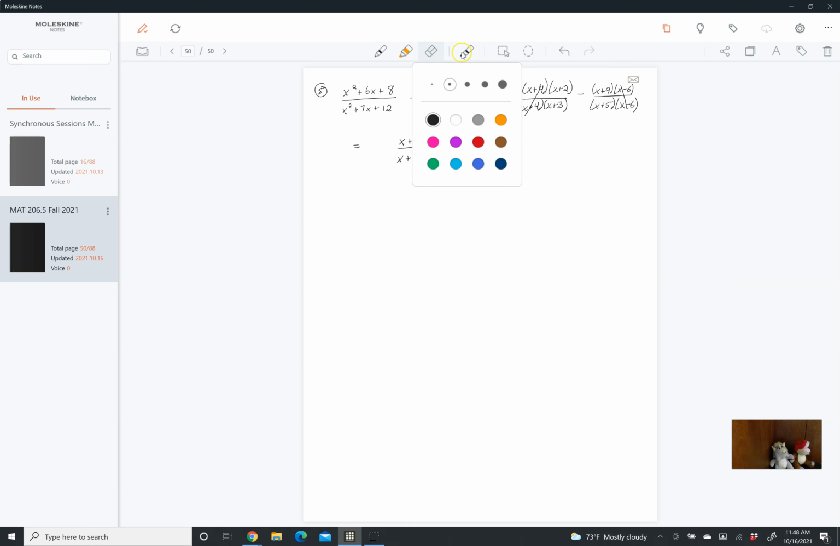Second denominator has x plus 5. So we're going to be multiplying by x plus 5 over x plus 5. What does the first denominator have that the second one doesn't? X plus 3. So we're multiplying by x plus 3 over x plus 3.